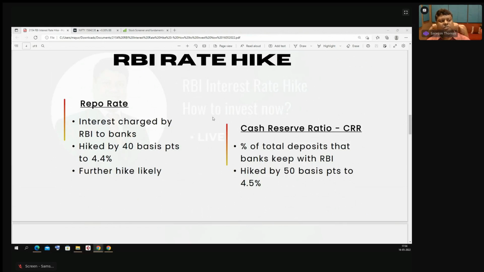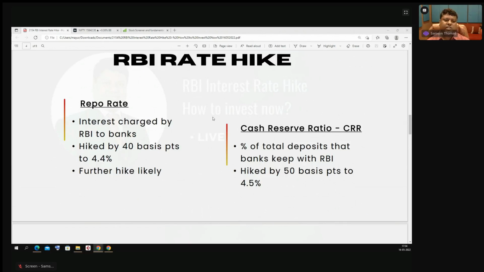Now this interest was at 4% for quite a long time, but now it is increased by 40 basis points. 40 basis points is nothing but 0.4%. So it is hiked by 40 basis points to 4.4%. And this is an unexpected hike, in the sense that it was not planned.